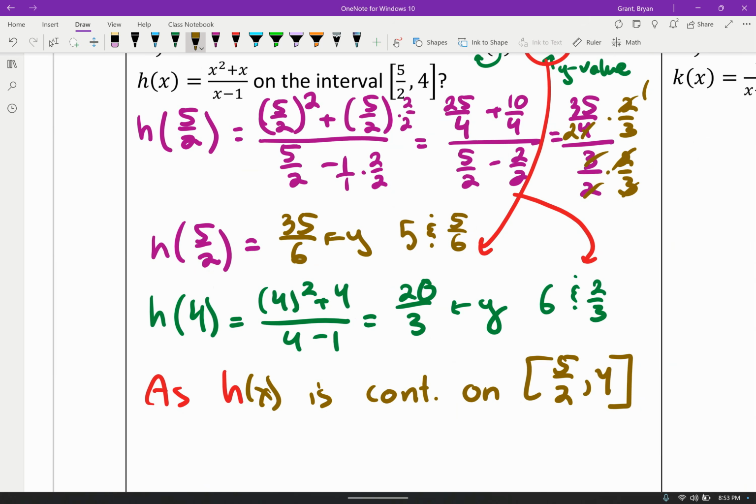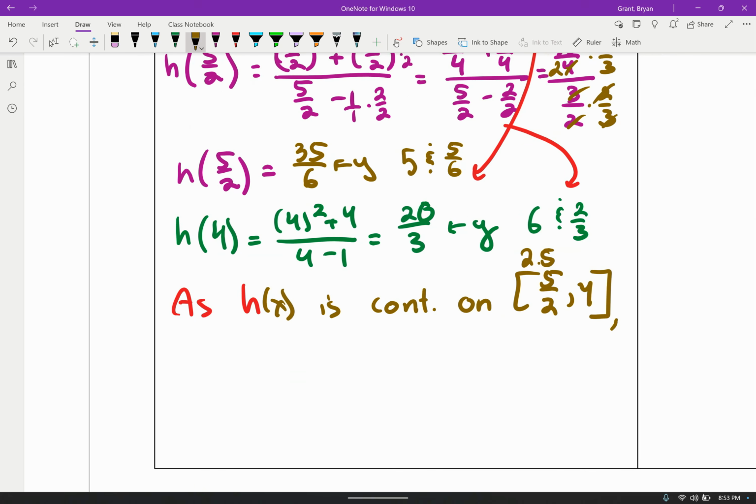But wait. It's not saying h of x is continuous everywhere. It's saying h of x is continuous from 5/2 to 4. 5/2, let's see, 2 into 5 twice and 1 left over. That's 2.5. Is h continuous for all the x values from 2.5 to 4? Yeah, I think it only breaks at an x value of 1. So remember, it just has to be continuous on this interval, and it is.